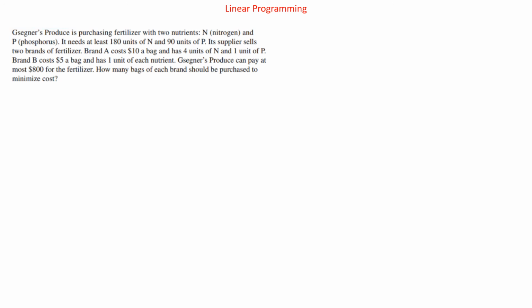So, the first thing I would look for is the objective function. And for that, you want to see what are we minimizing or maximizing. Minimizing cost. So it's going to be cost equals, we have the 2 types of bags. We have brand A, we have brand B. So the cost for brand A is going to be $10 times the number of bags plus the cost for brand B is going to be $5 times the number of brand B bags.